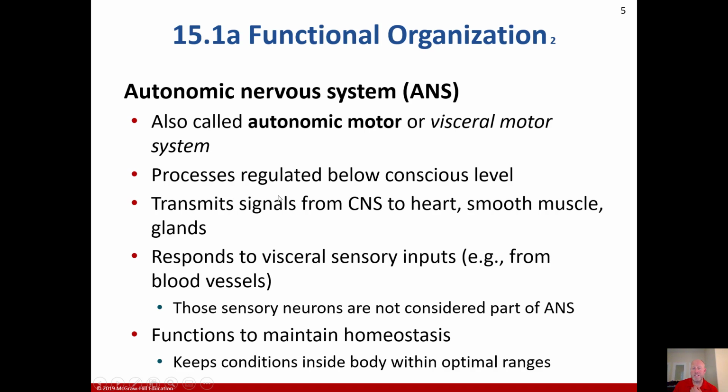It transmits signals from the CNS to the heart, smooth muscle, and the glands. It responds to the visceral sensory inputs like the blood vessels. Now, those sensory neurons are not considered part of the autonomic nervous system. That said, it also functions to maintain homeostasis, maintain that balance, the place where your body likes to get back to, where it can actually heal and rest and be prepared again for the next stressor that comes along. It keeps conditions inside the body within optimal ranges.